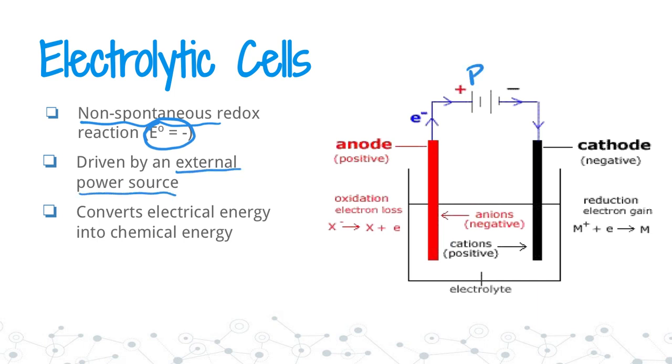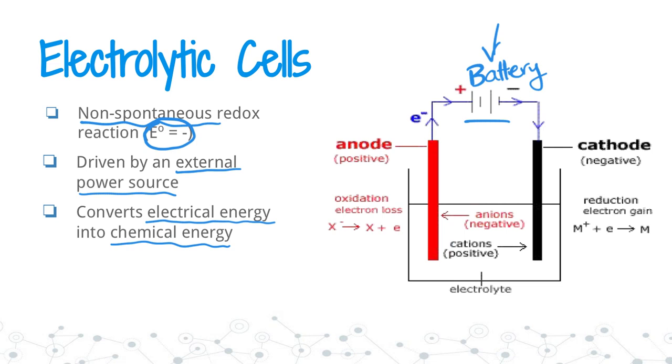So some sort of battery. If you remember and recall from previous science courses, our battery is represented like this. And so what it does is it does the opposite of what a voltaic cell does. It converts electrical energy, so it takes this energy from the battery and converts it into chemical energy. So it's creating our chemical reaction for us.